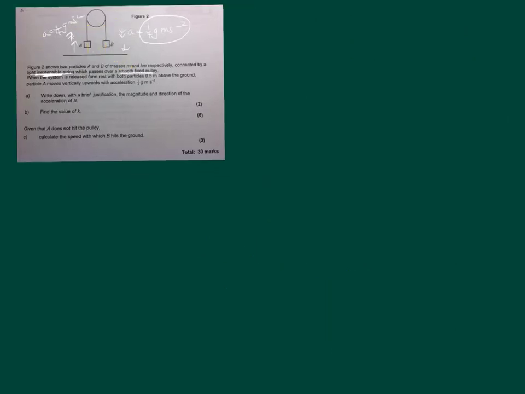Okay, now part C, given that A does not hit the pulley, calculate the speed with which B hits the ground. So basically we look back and it says they're released from rest, okay, so u is 0. And v is what we're looking for, and then it's 0.5 meters, this little distance here. So I haven't written that very big, but 0.5 meters to the ground, so s equals 0.5, and we know the acceleration, which is a quarter g.